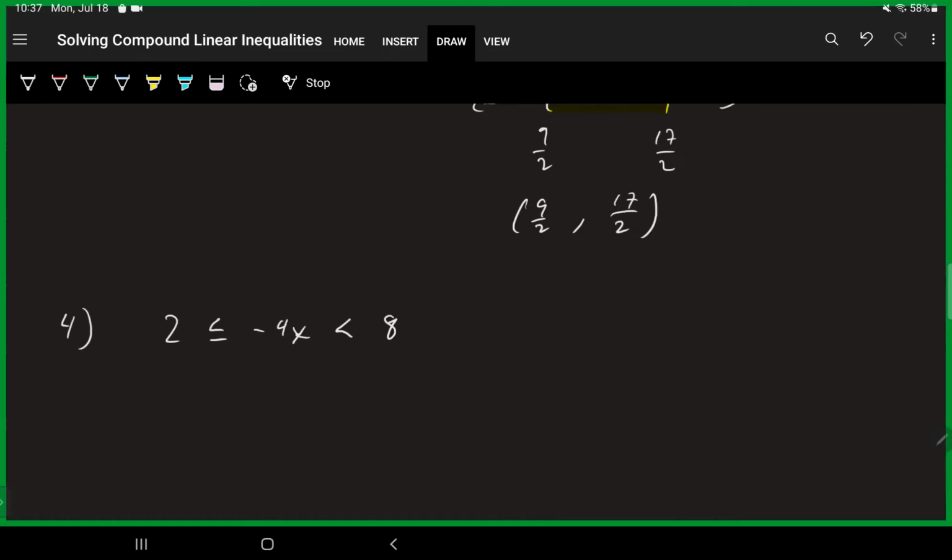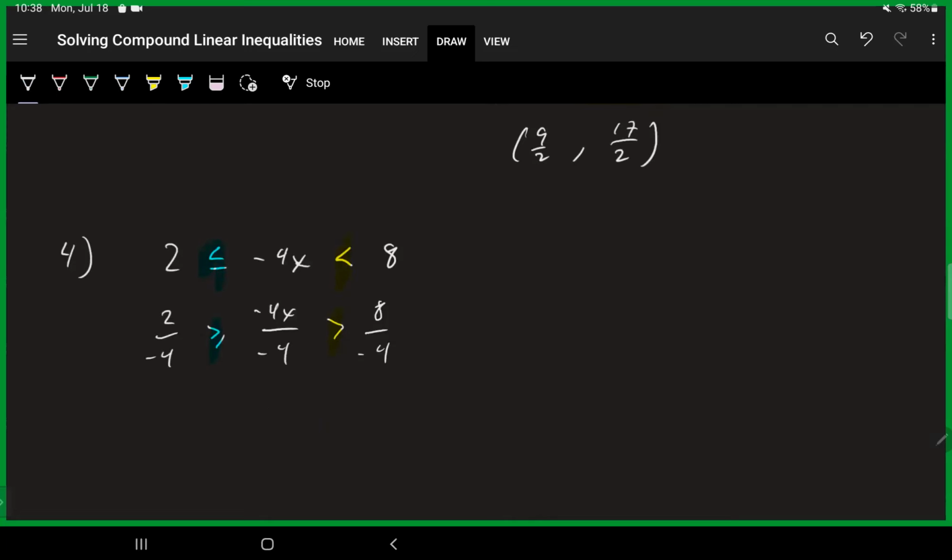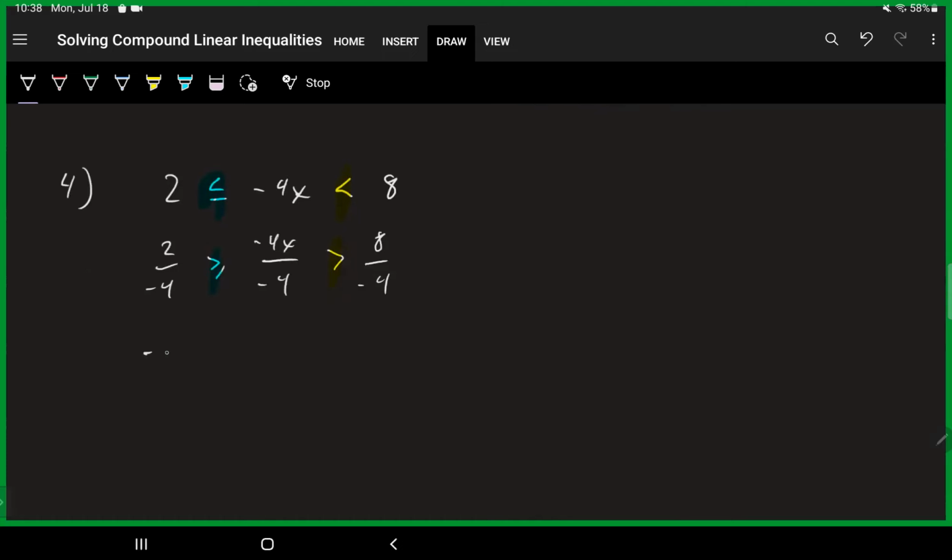So in order to solve this, I'm going to have to divide everything by -4. So 2 divided by -4 is bigger than or equal to -4x divided by -4 is bigger than 8 divided by -4. And both of my inequality symbols changed here. And that is absolutely necessary because I divided everything by a negative. It's going to be -1/2 bigger than or equal to x is bigger than -2.